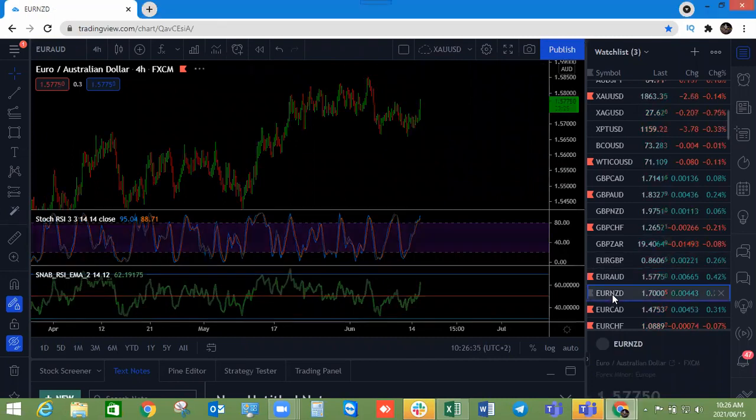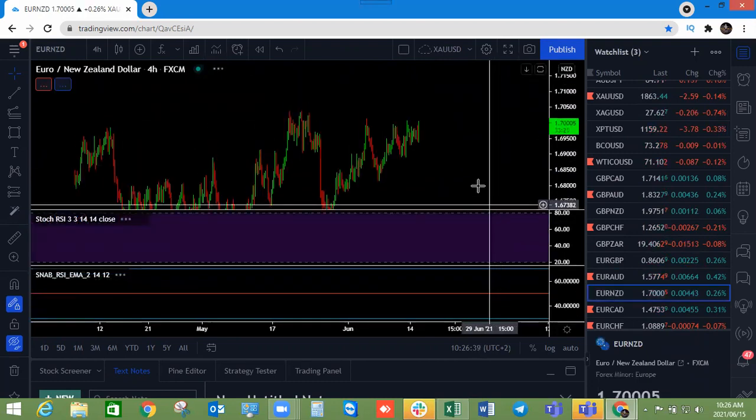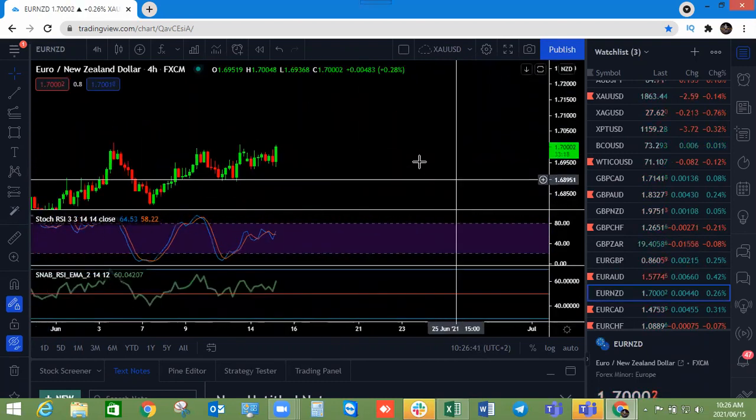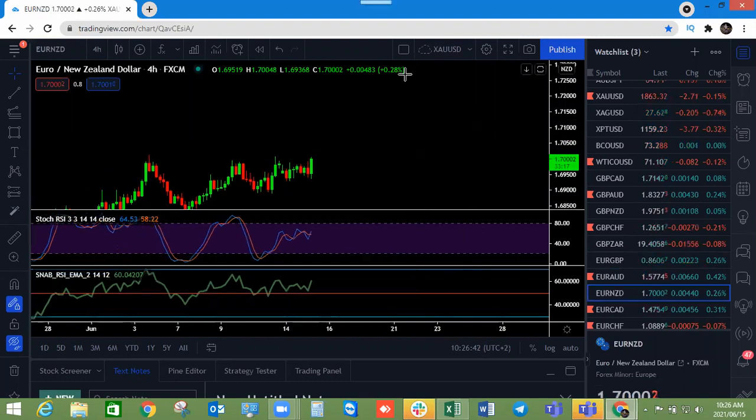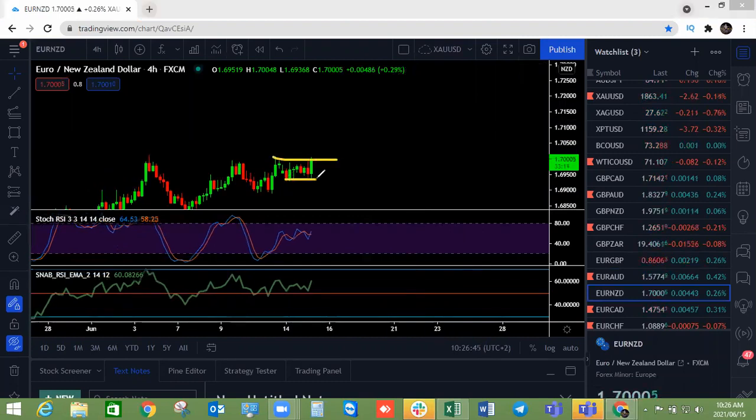That is Euro Audi. Euro New Zealand will continue to push up higher. Set up for upside. This is showing us continuation to the upside. We're going to see more upside on Euro New Zealand.